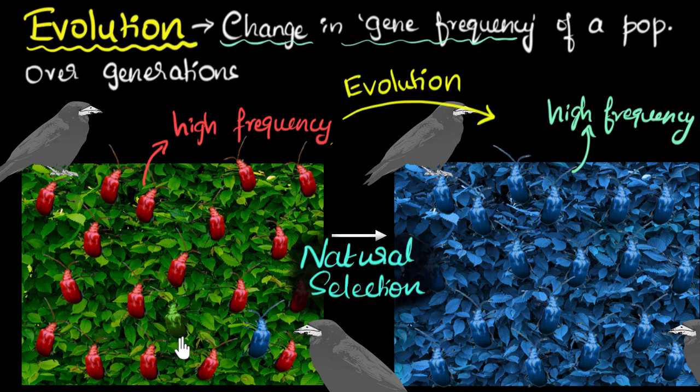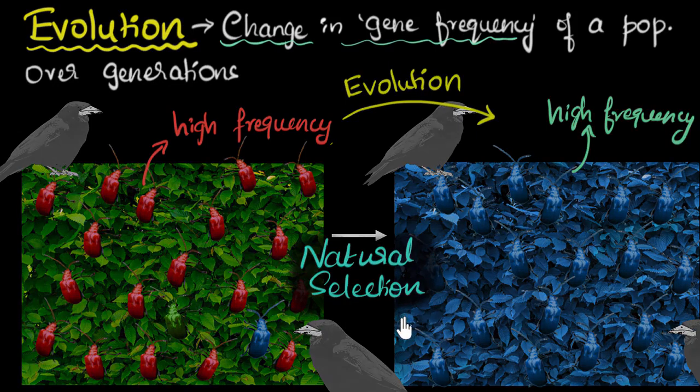And so variations may not be very useful for individual organisms. Individual organisms might suffer because of the variation, but for the species as a whole, variations are super important. It's because of these random variations that natural selection can kick in and a species can adapt to various changes in environment. So that's pretty much it.